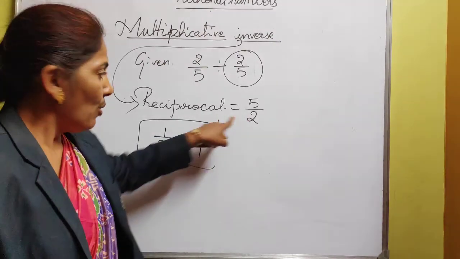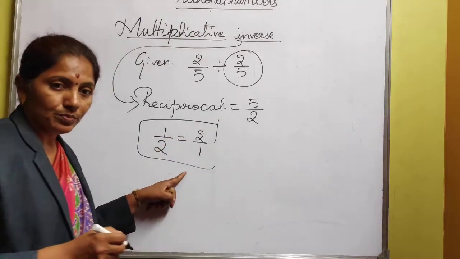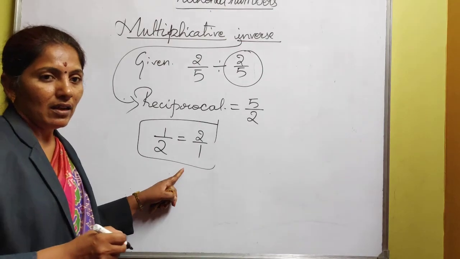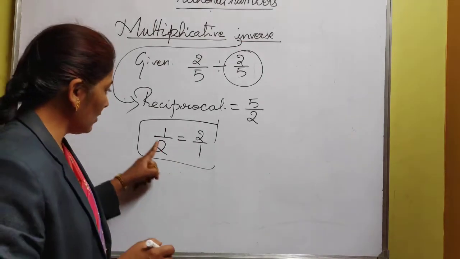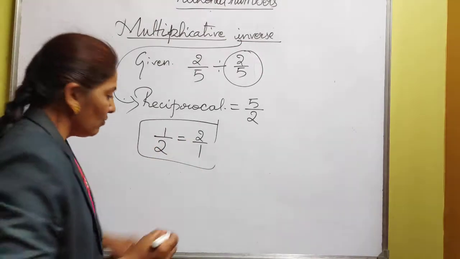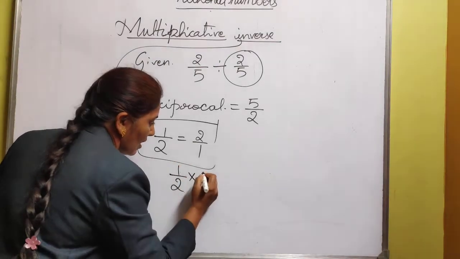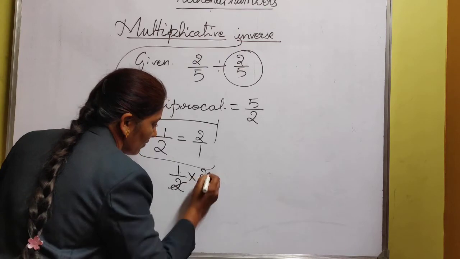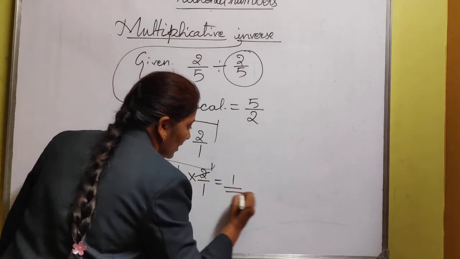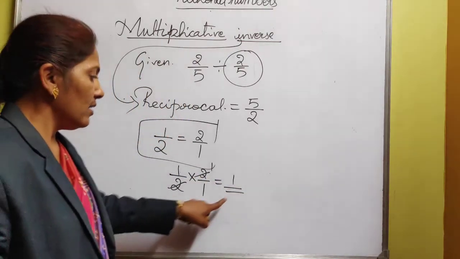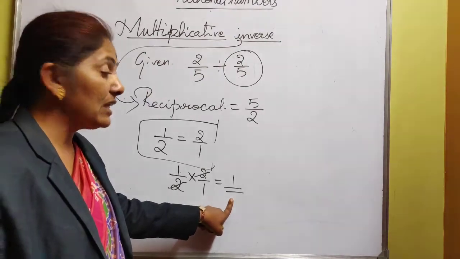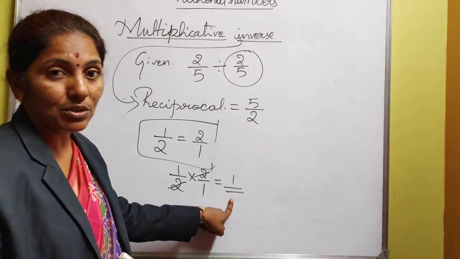When we multiply these two, 1 by 2 and 2 by 1, what do we get? When we find the product of these two numbers, it is 2 by 2, and the 2 and 2 get cancelled. Here we get the end product as 1. So 1 is the multiplicative identity, as I told you earlier.